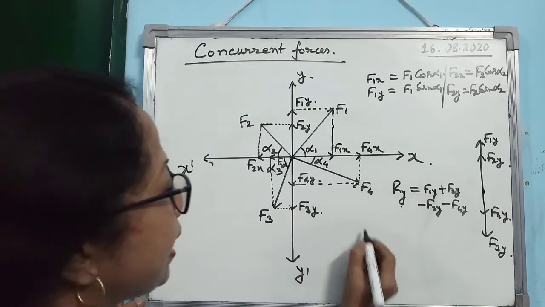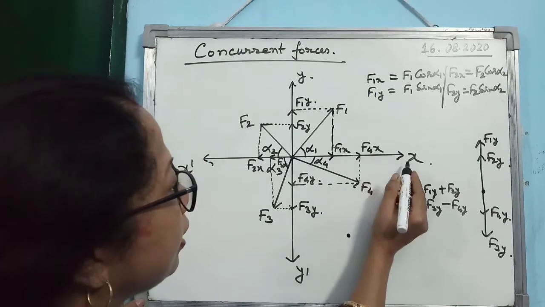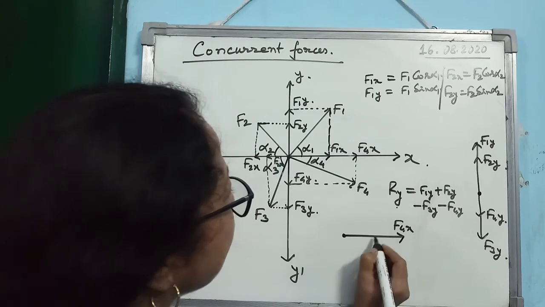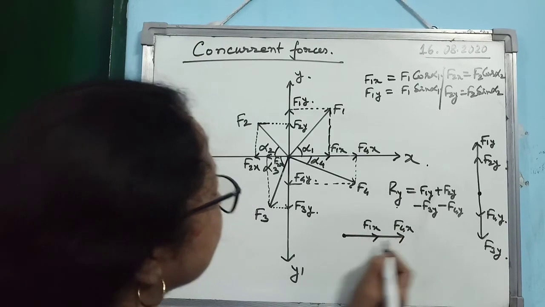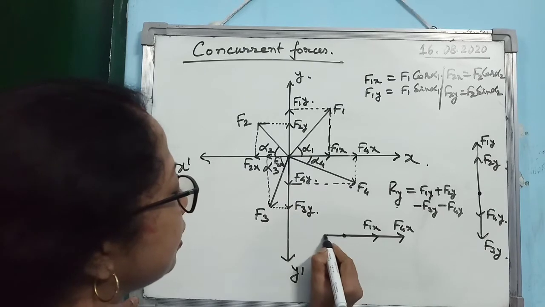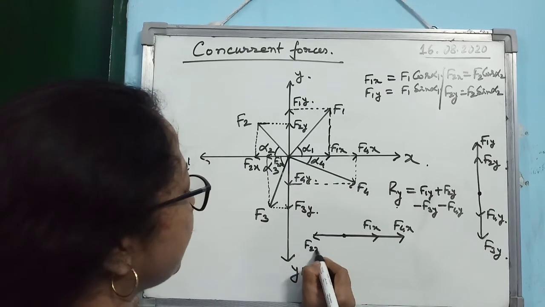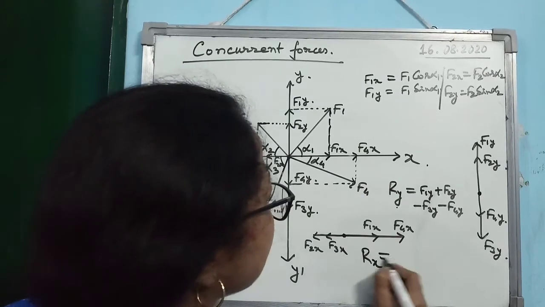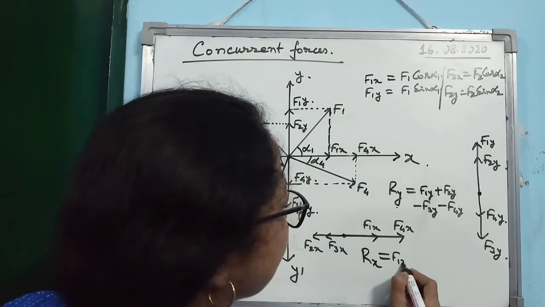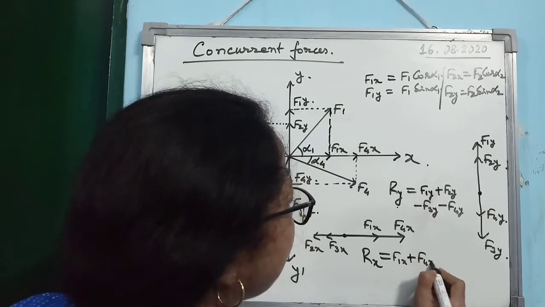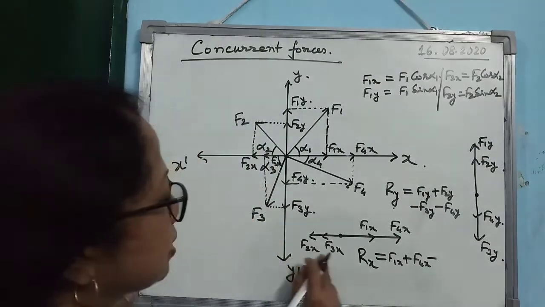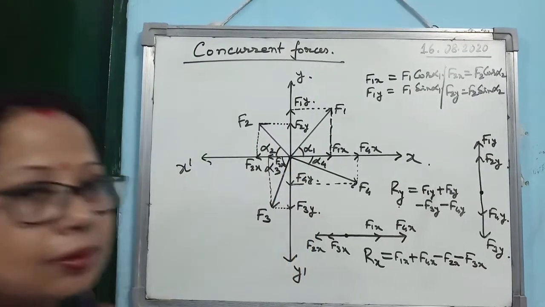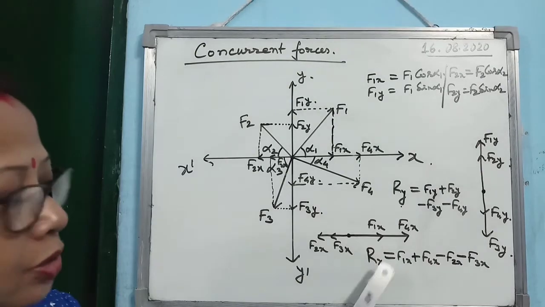Now, consider the x component forces. Let us draw it. You see in this direction, this is F4x and F1x acting. And in this direction, two forces are acting, F2x and F3x. So what will be Rx? Rx will be F1x plus F4x minus F2x minus F3x. Alright, Ry and Rx you are getting.